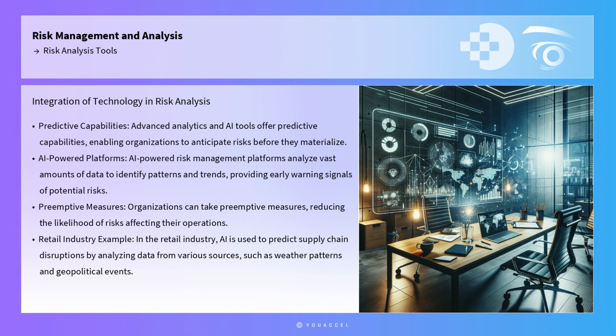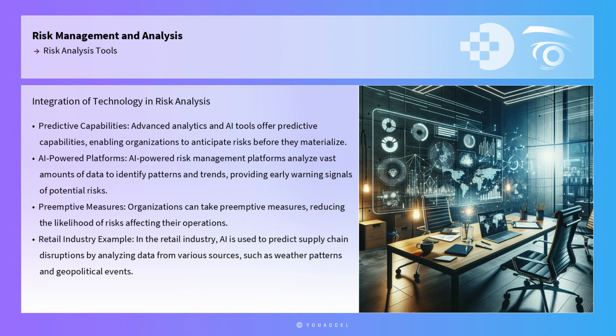Furthermore, the integration of technology into risk analysis processes has revolutionized the way organizations manage risks. Advanced analytics and artificial intelligence tools now offer predictive capabilities, enabling organizations to anticipate risks before they materialize. For instance, AI-powered risk management platforms can analyze vast amounts of data to identify patterns and trends, providing early warning signals of potential risks. This allows organizations to take preemptive measures, reducing the likelihood of risks affecting their operations.